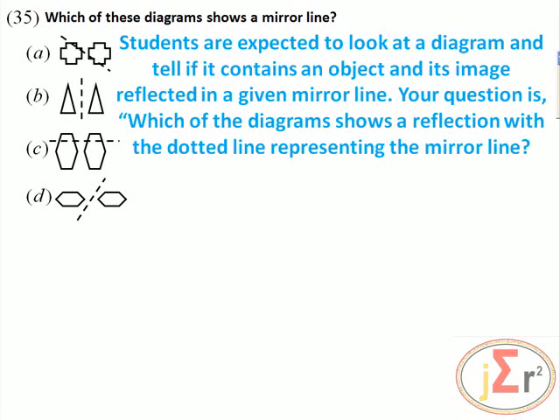Your question is, which of the diagrams shows a reflection with the dotted line representing the mirror line? That means, which of the diagrams shows a reflection with the dotted line representing the mirror line? At sight, the correct answer is option B. That is our correct answer.